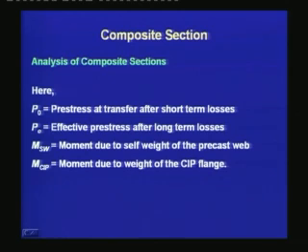In this previous figure, P0 is the prestress at transfer after short-term losses, PE is the effective prestress after long-term losses, MSW is the moment due to self-weight of the precast web, and MCIP is the moment due to the weight of the cast-in-place flange.